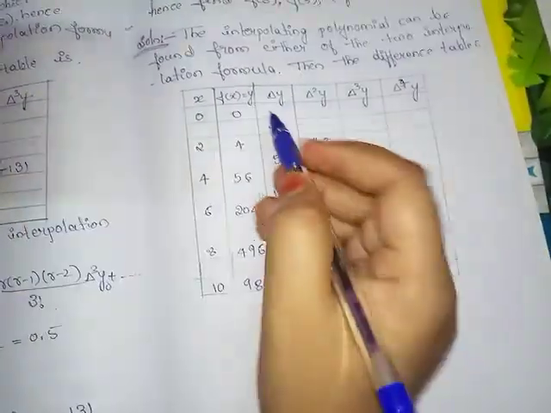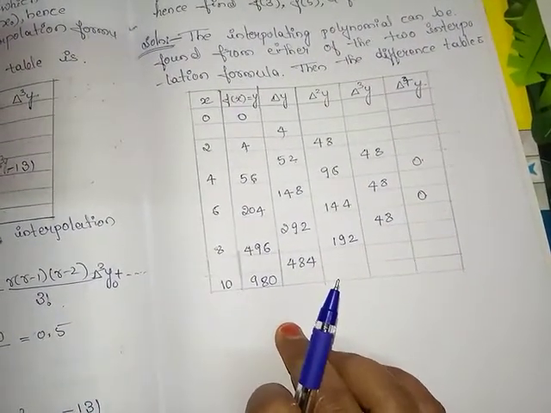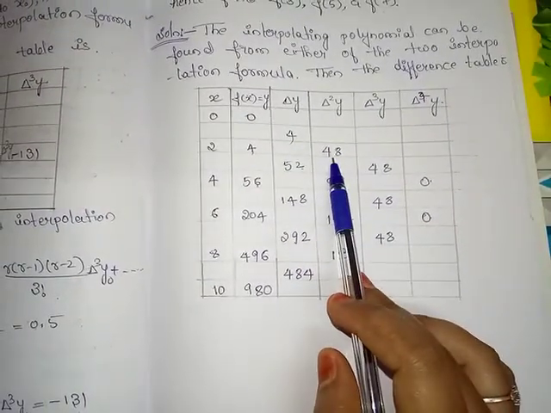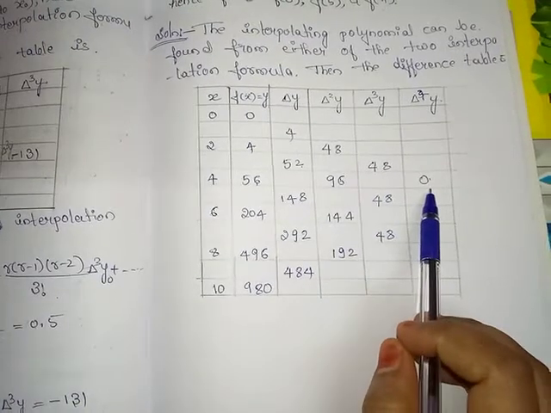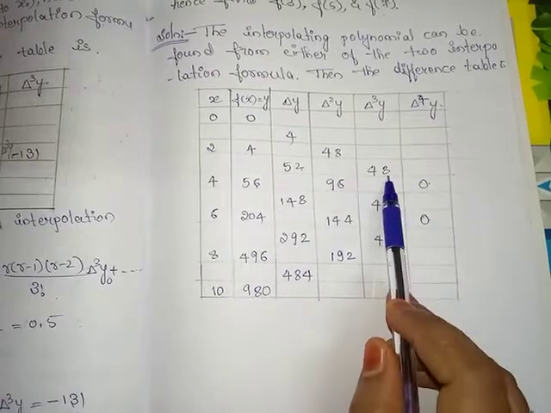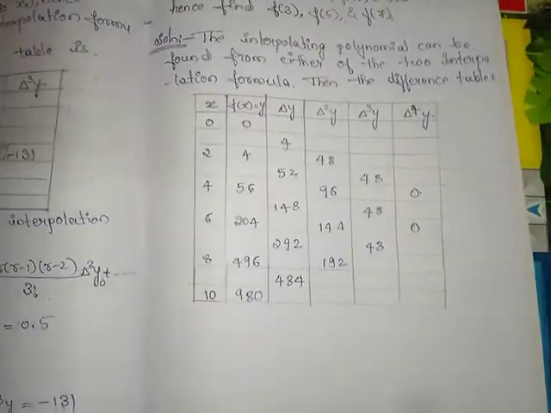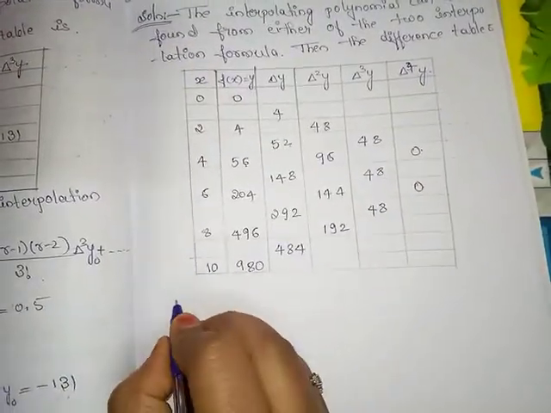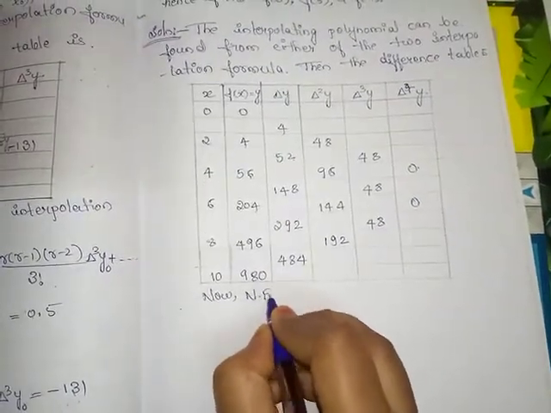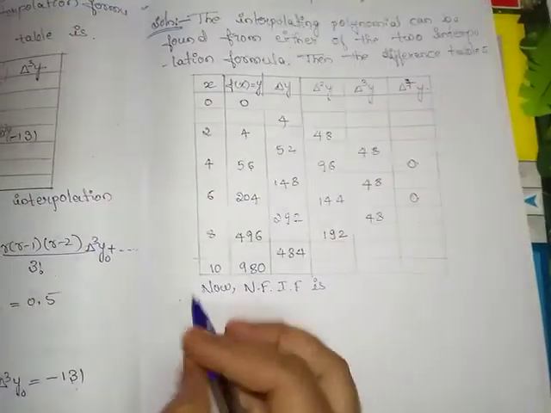Now we know that for Newton's forward interpolation formula, we have values of delta y, delta square y, delta cube y and delta raised to 4 y. Since here the delta raised to 4 y value is 0, it is convenient to write up to the third difference term. Okay. First you have to write the general formula. Now Newton's forward interpolation formula is, I will write in short, but you have to write everything.